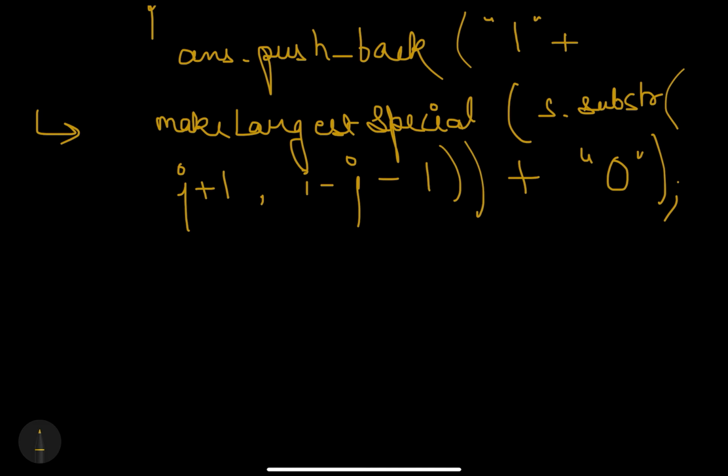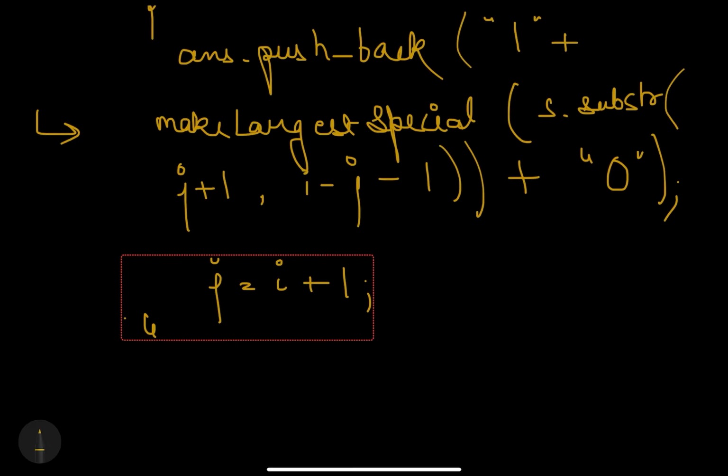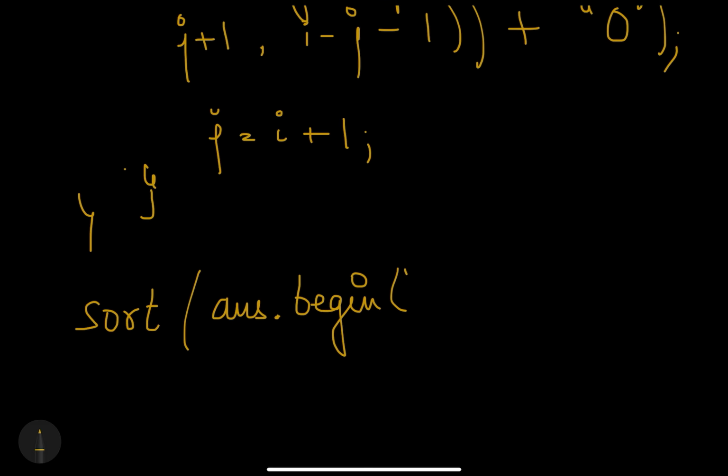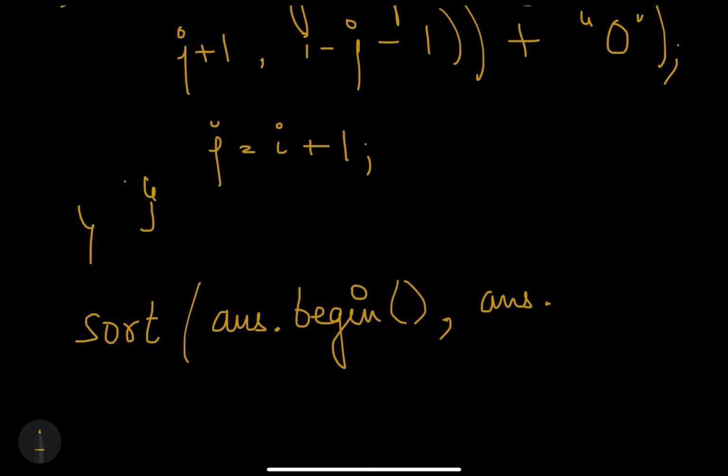And we'll update our j variable with i plus 1. After this for loop, we'll sort our answer to see the lexicographically biggest answer, because we want only one answer which is lexicographically bigger than any of the other answers. So we'll sort them in decreasing order.